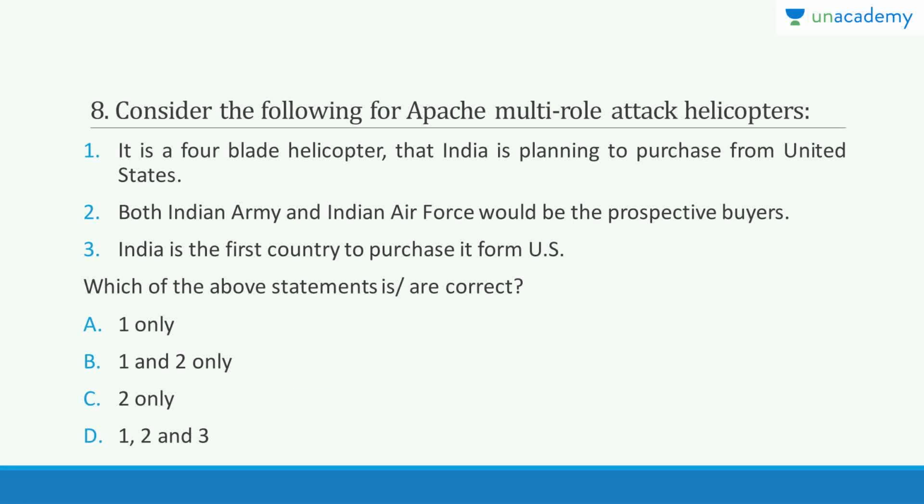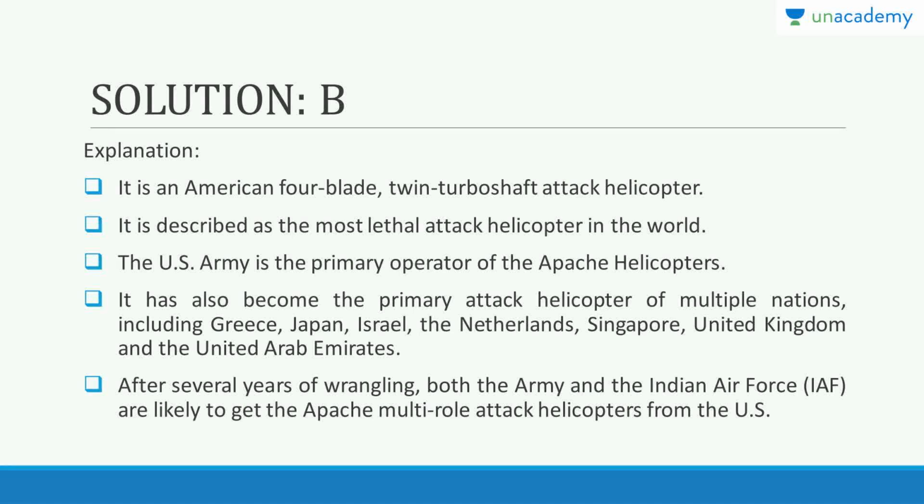Question number 8. Consider the following for Apache multi-role attack helicopters. It is a 4-blade helicopter that India is planning to purchase from USA. Correct. Both Indian Army and Indian Air Force would be the prospective buyers. Correct. India is the first country to purchase it from USA. This is wrong. Multiple nations like Greece, Japan, Israel, etc. have purchased. So answer here is B, 1 and 2.